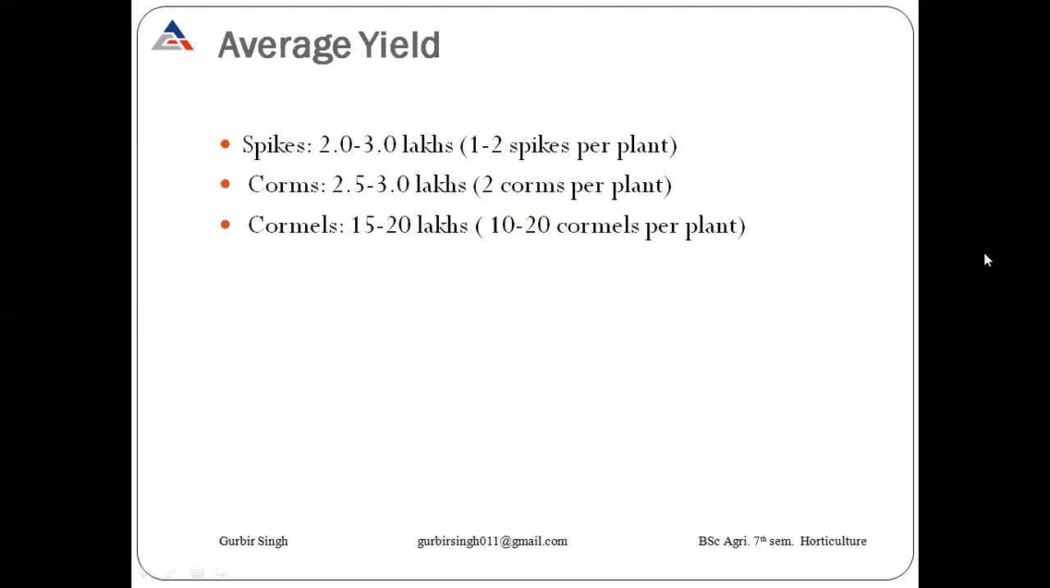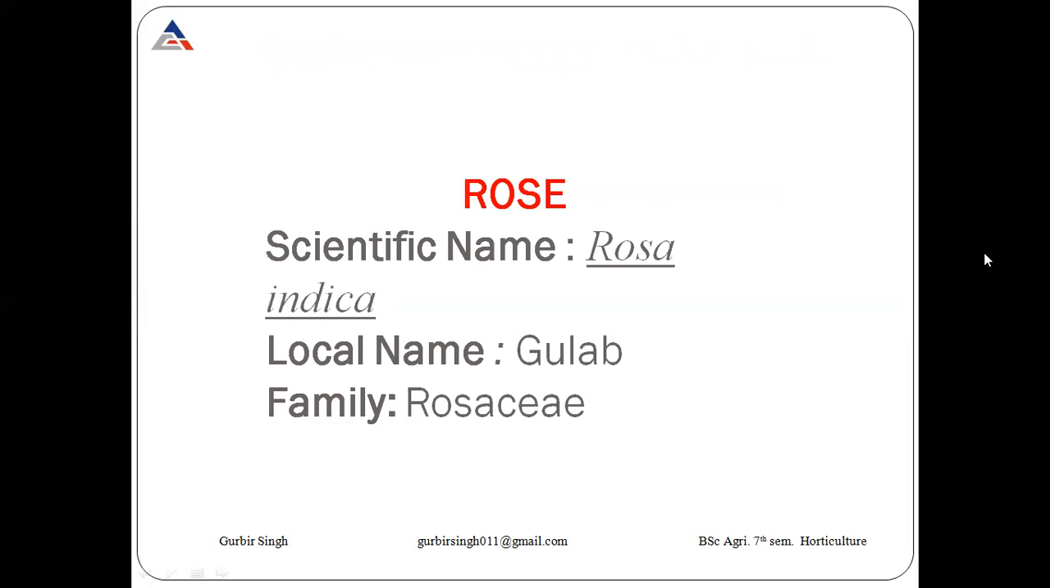With this, we have completed the cultivation of Gladiolus, and the next cultivation is of rose. Scientific name is Rosa indica, local name is Gulab, and it belongs to family Rosaceae. Cut roses are top selling among flowers sold in the florist trade.